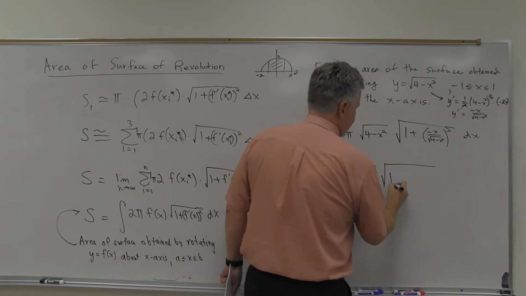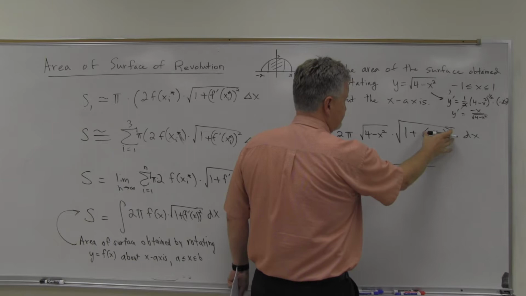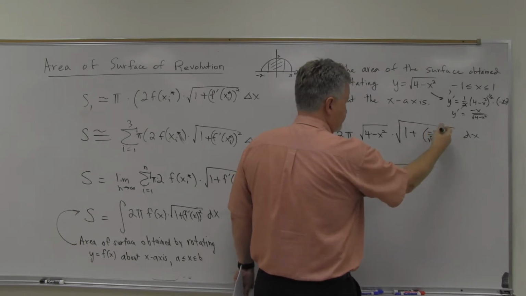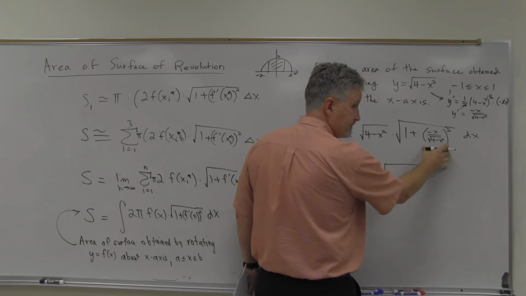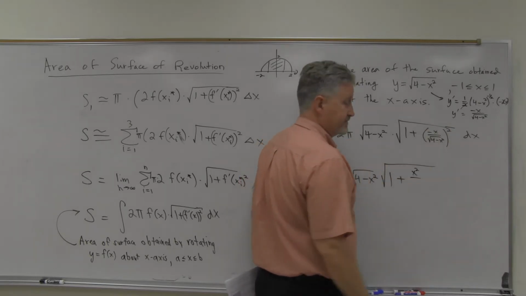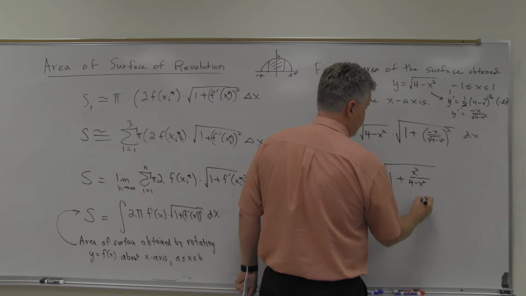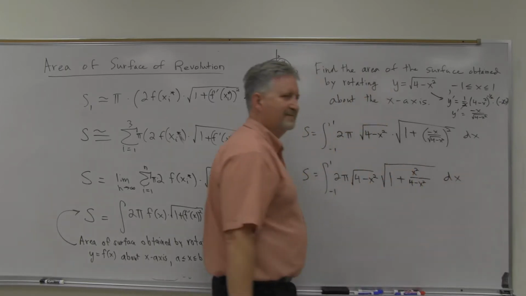All right, then this actually works out not too bad, right? This is a fraction. I can square the top, which will be x squared. Square the bottom. The square root and the square cancel, so on the bottom it'll just be 4 minus x squared. Of course, it's all in the square root there.